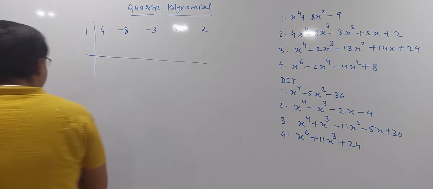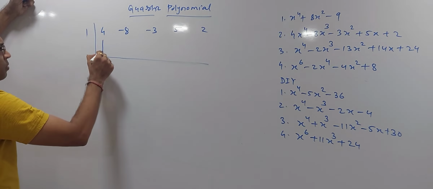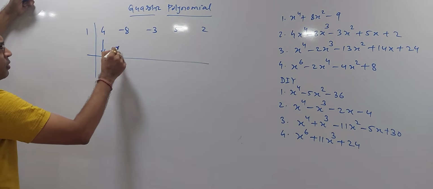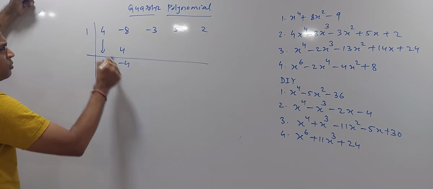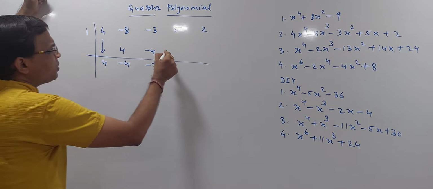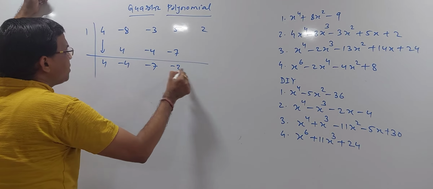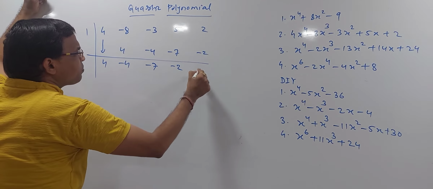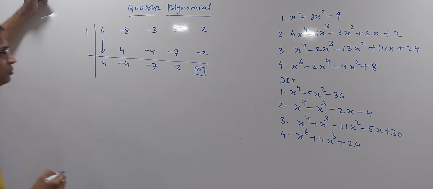Fine. So let us solve this first. So I can drop down 4 as it is. 4 ones are 4. This is minus 4. Minus 4 ones are minus 4. That is minus 7. Minus 7 ones are minus 7. That is minus 2. Minus 2 ones are minus 10. Absolutely, we have mitigated this.